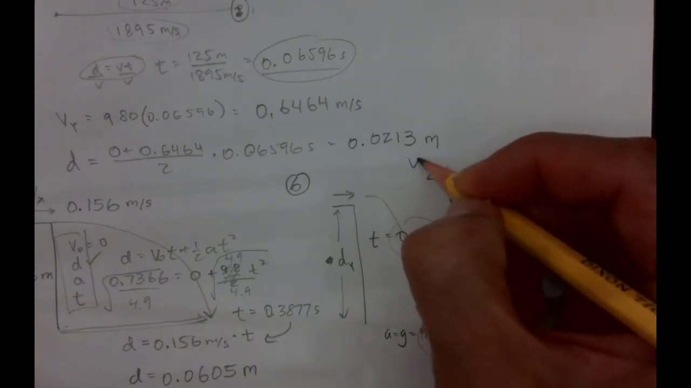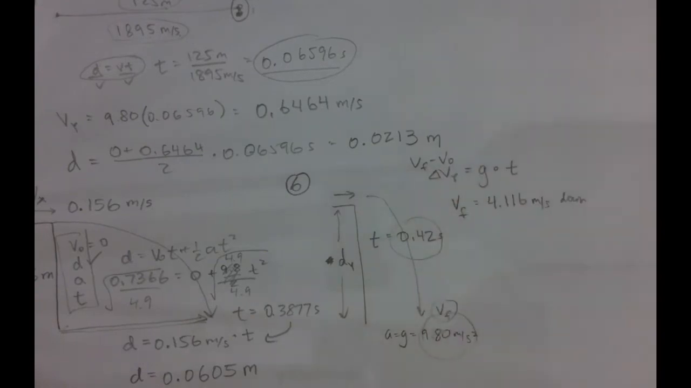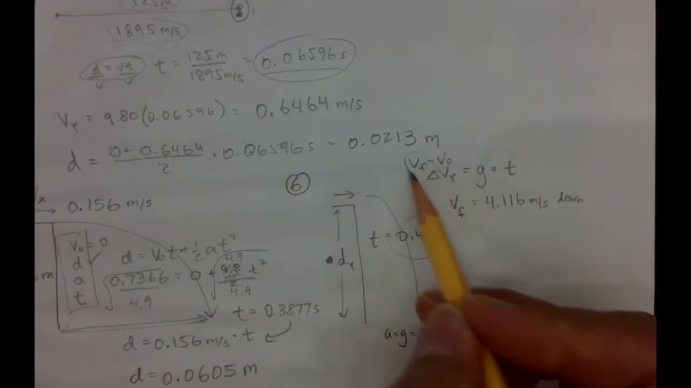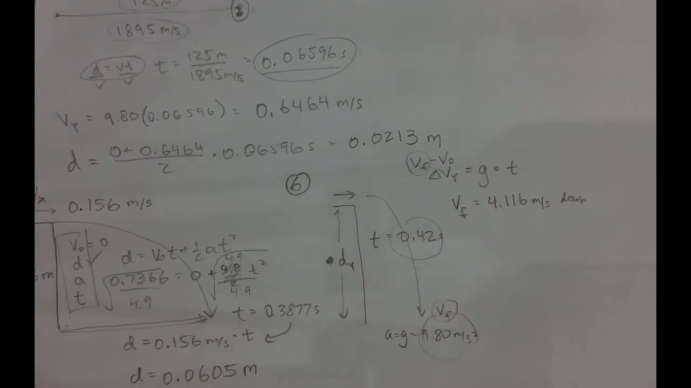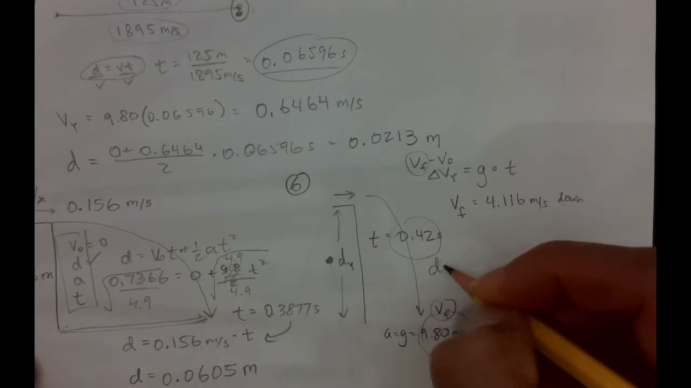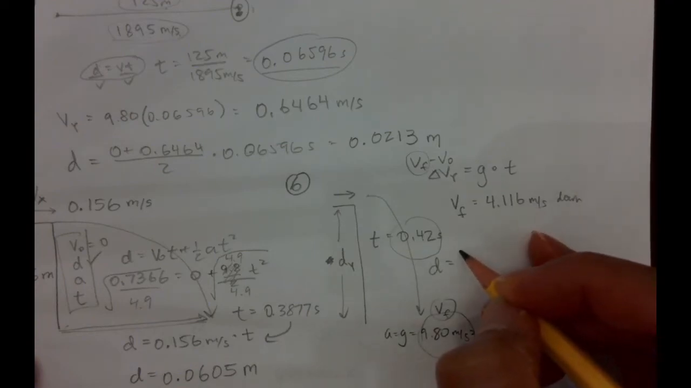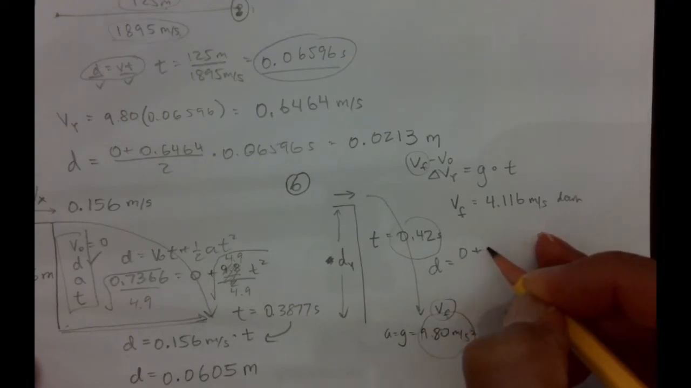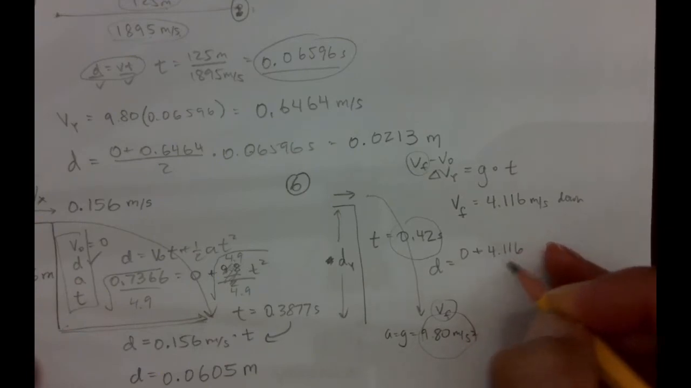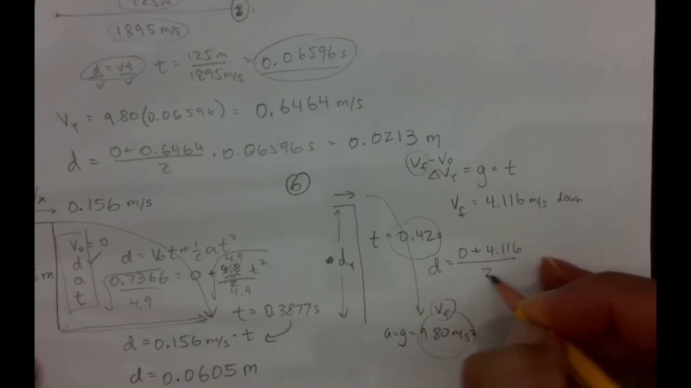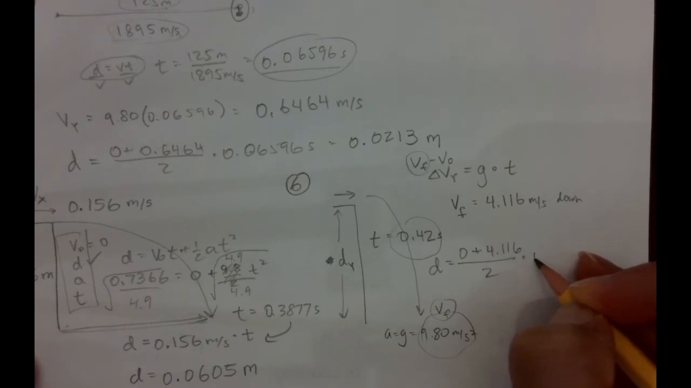Here it could be V final minus V initial. Just knowing that V initial is 0, we basically are finding the final velocity there. Okay, so our distance, how far does it travel? Well, we've got our initial velocity and our final velocity, so I think we go ahead and use this average velocity formula times the time, which we know.